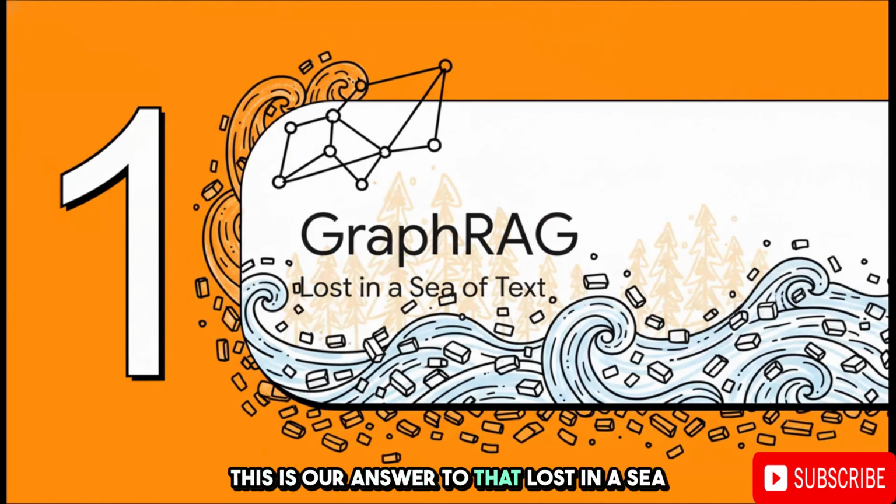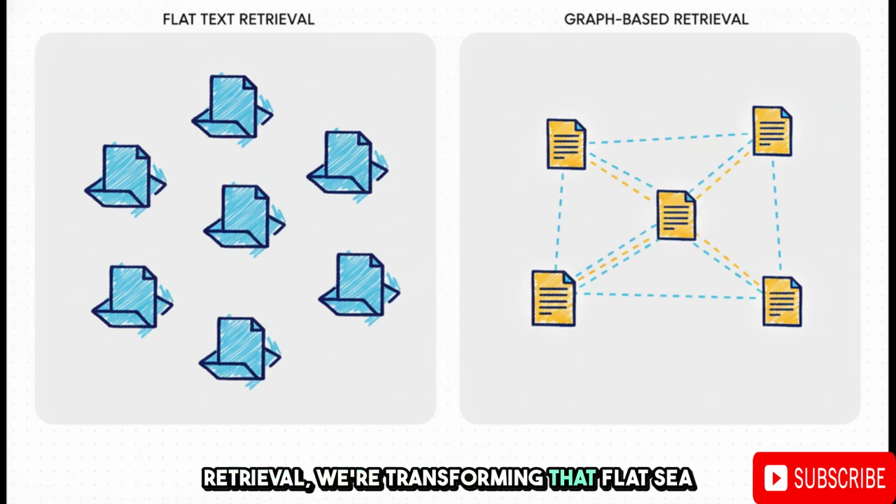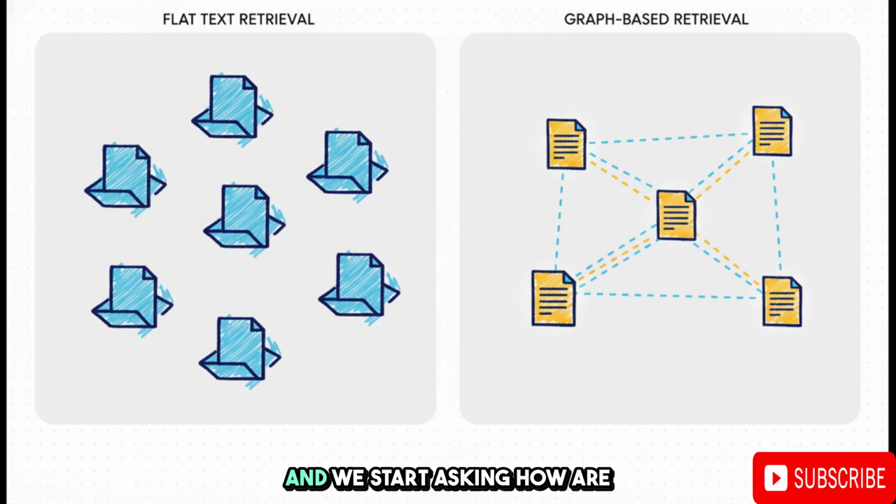This is our answer to that lost in a sea of text problem, where simple vector search just can't see the forest for the trees. Now, think about what's really happening on this slide. This is a huge shift. On the left, you've got flat text retrieval. It sees every document as just an island, a separate chunk of text. But on the right, with graph-based retrieval, we're transforming that flat sea of text into a connected web of entities and their relationships. We stop asking what's similar, and we start asking how are these things actually connected?